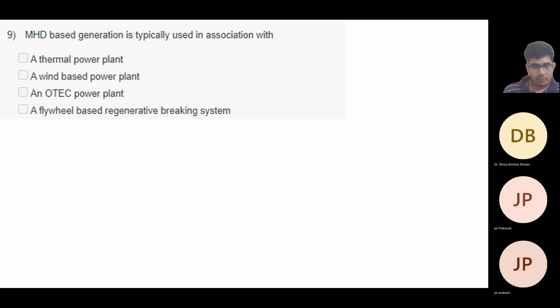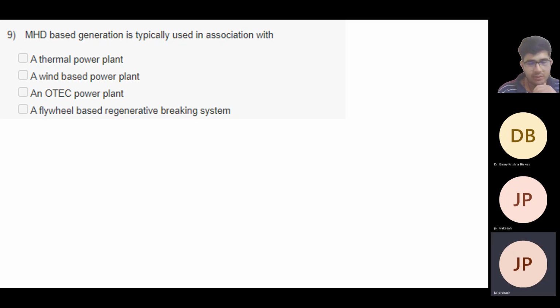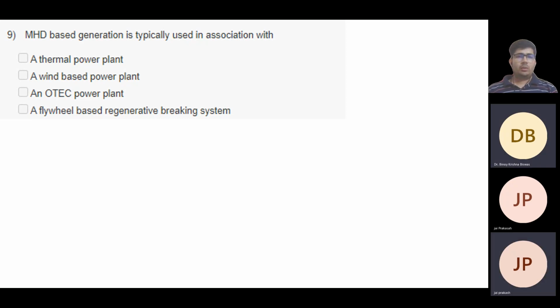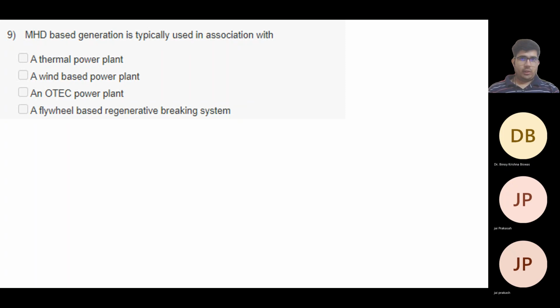Your MHD system working is correct, but your answer is wrong. My question is why MHD is only used with the thermal power plant. What is the reason behind that? There is a main reason mentioned in the slides, and I think in the class notes also. Okay, sir, I have not got it. Please try to think, your working principle is correct. You have told everything right, but the exact reason is not there. You are just missing the exact point.